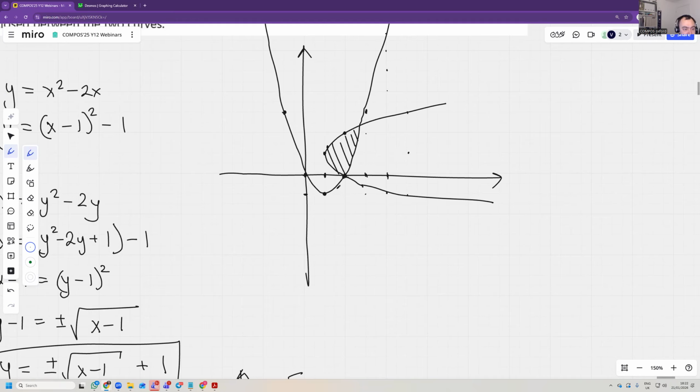Okay, so there's a lot of stuff going on in here. Well, first of all, you need to find this point. This point is obviously 2, 0. This point is 1, 1. And then you need to find this point. Oh, this point is 2, 2. So this point is question mark.